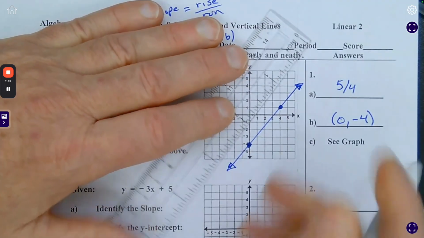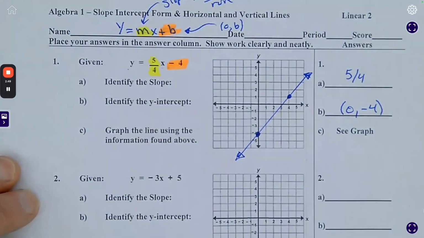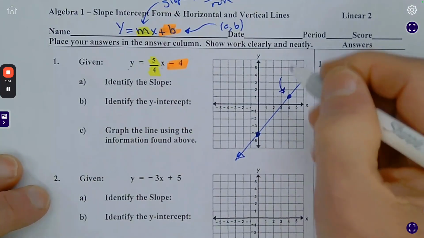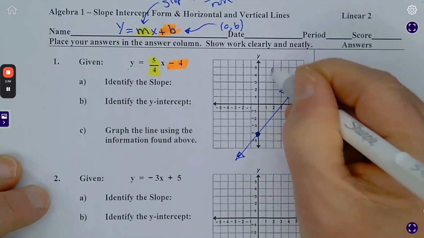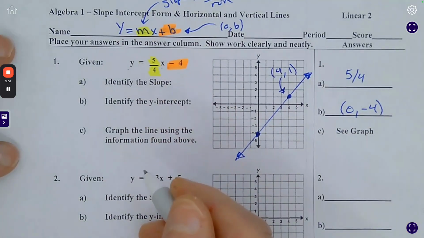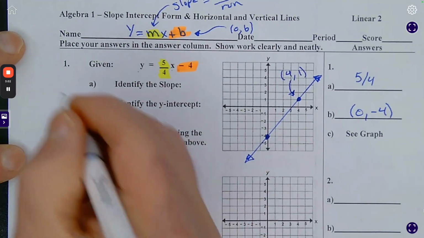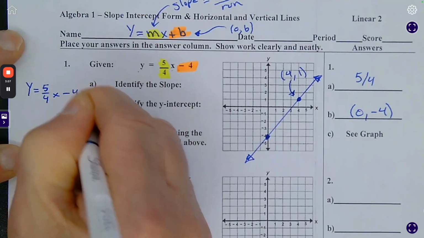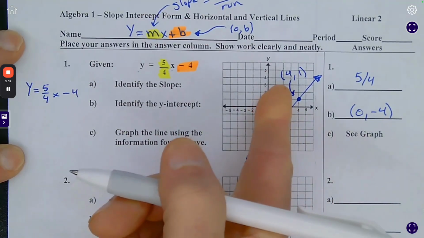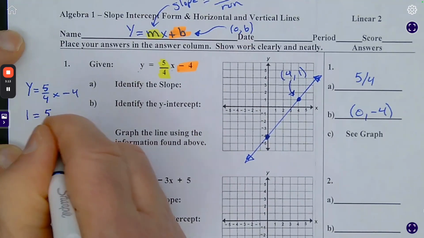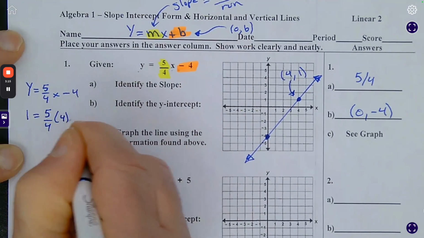Now I want to show you something real quick, if that's all right. Look at that other ordered pair we got. That other ordered pair is x is 4, y is 1. Now if I substitute that in for y and x, I say y equals 5/4 x minus 4, and I let my x value be 4 and my y value be 1. So it looks like this.